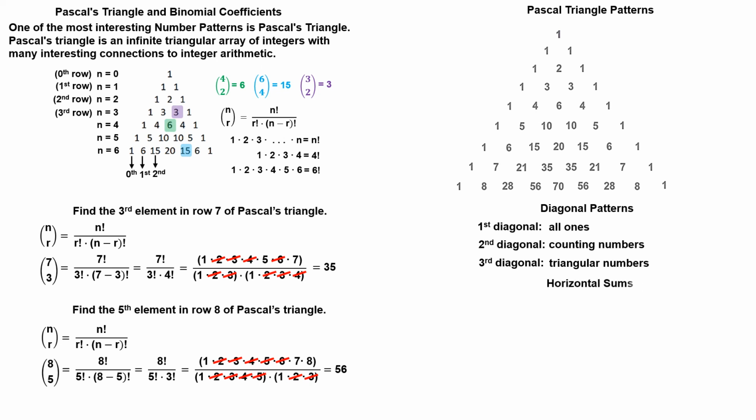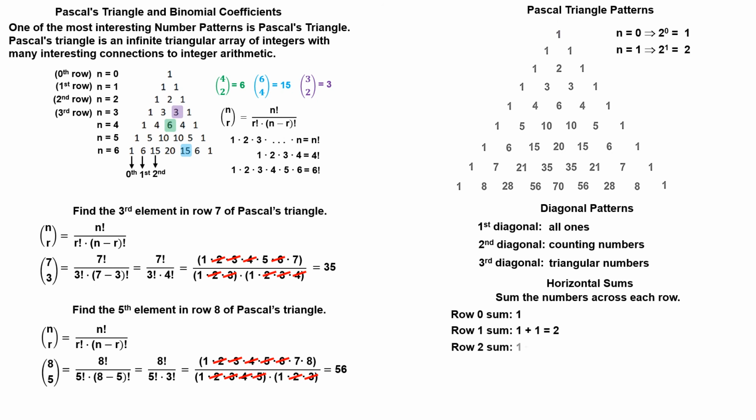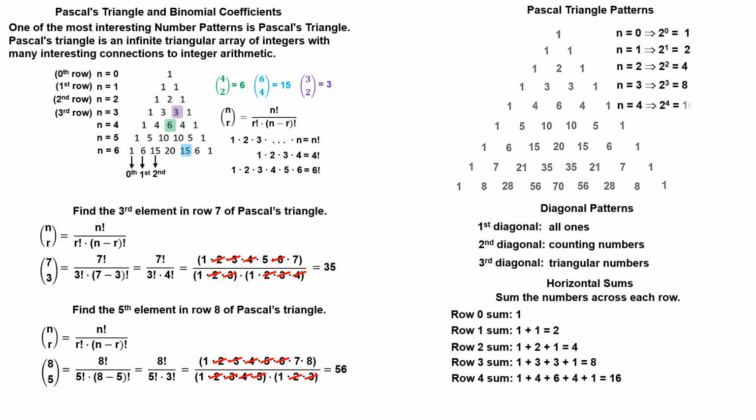Horizontal sums. Sum the numbers across each row. Row 0, the sum is 1. Row 1, the sum is 2. Row 2, the sum is 4. Row 3, the sum is 8. Row 4, the sum is 16. What patterns can we see? The pattern is powers of 2.